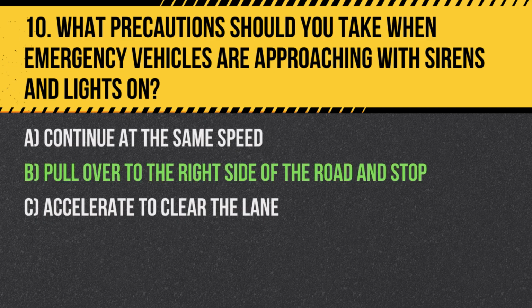Answer. B. Pull over to the right side of the road and stop. When you see or hear an emergency vehicle approaching with sirens and lights, you should pull over to the right side of the road and stop to allow them to pass safely.